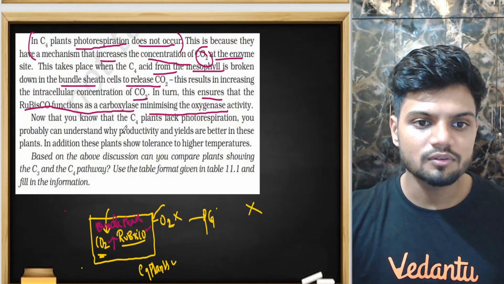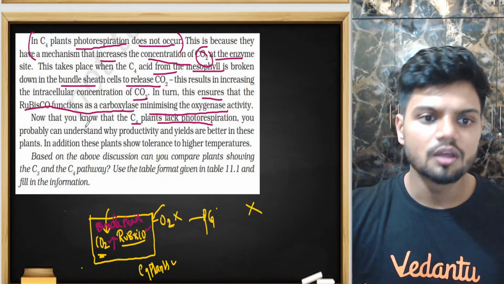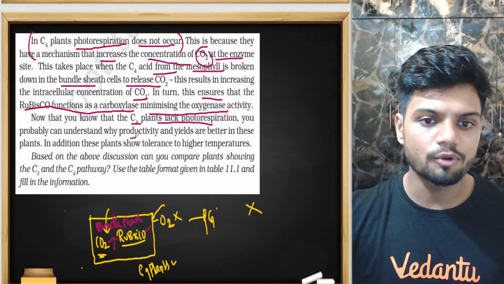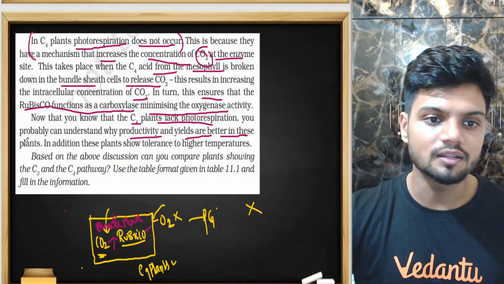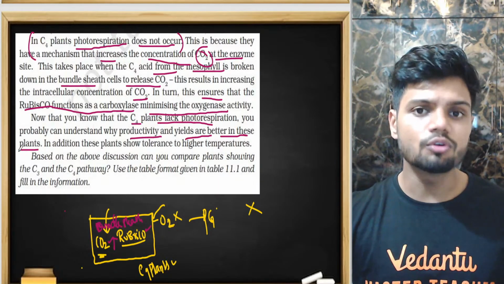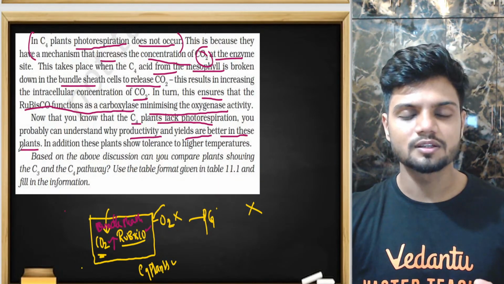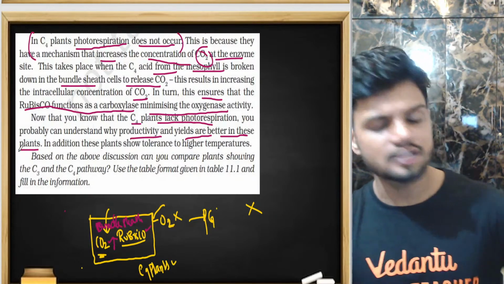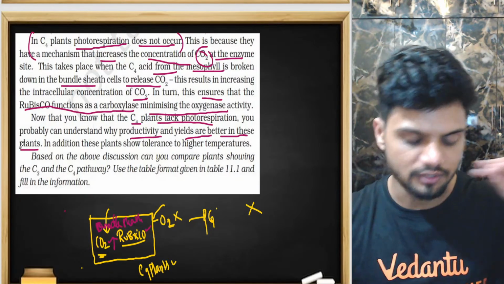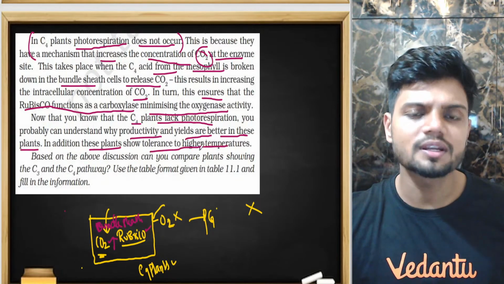Now that you know that C4 plants lack photorespiration, you can probably understand why the productivity and yield are much better in these plants. Obviously, there is no photorespiration. If there is no wasteful process, the C2 cycle, happening in your C4 plants, the productivity of your C4 cycle is very high. In addition, these plants show high tolerance to high temperature and high light.